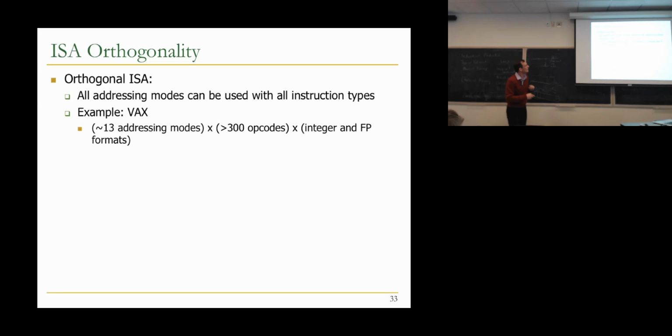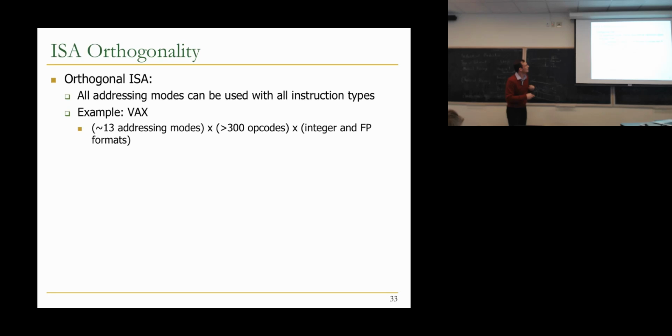I told you that this is a very complicated ISA, right? It actually has 13 addressing modes. That's a lot. If you're interested, you can take a look at the ISA manual. I would bring it up, but I would like to cover more today so that we can get into the more exciting things in the future. And it has 300 opcodes, and it has integer and FP formats. Now think about orthogonality. You can have many different ways of forming an instruction. That's a lot. And VAX was an orthogonal ISA.